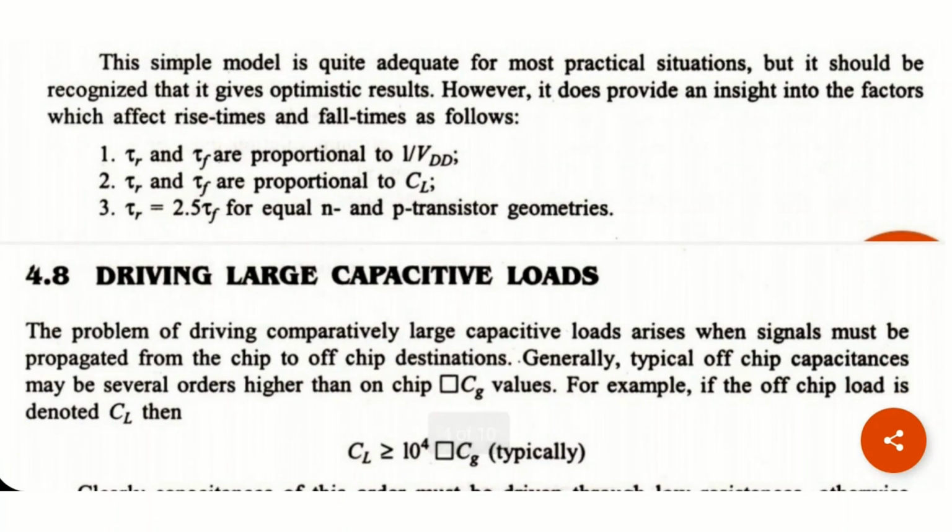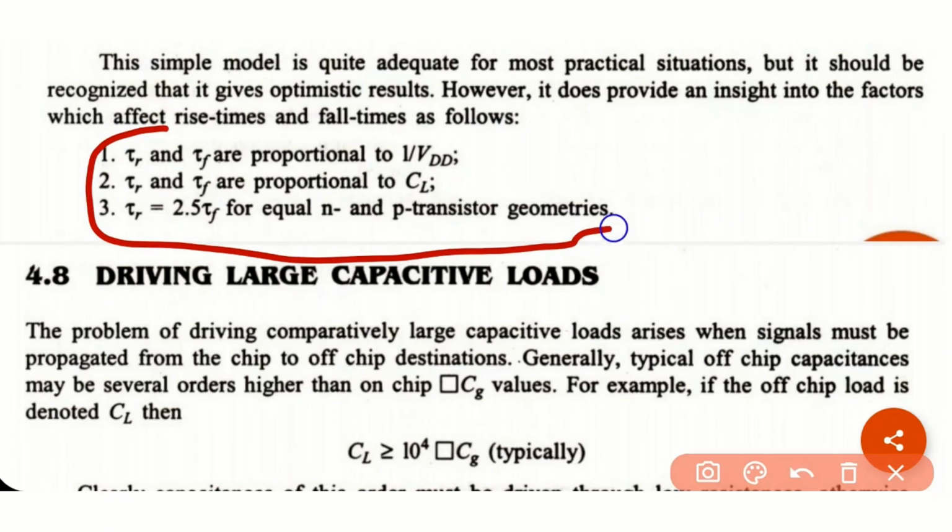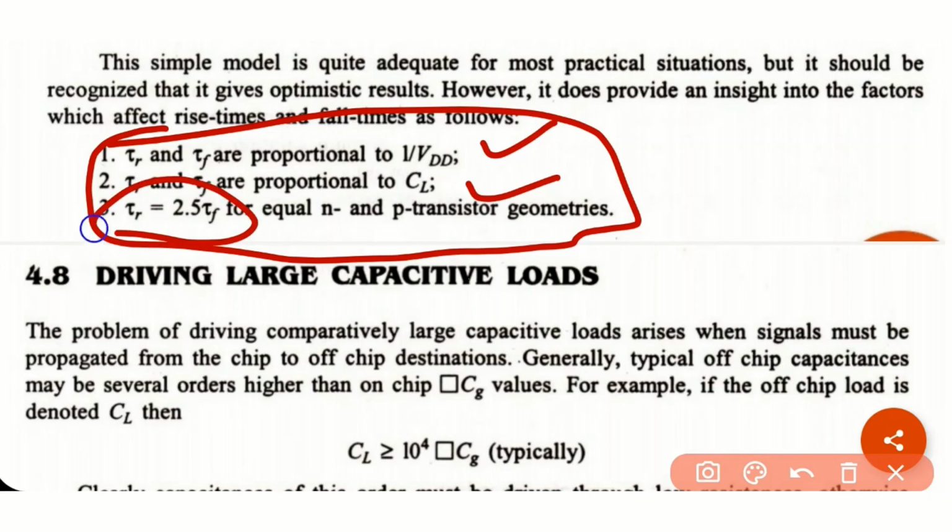So you have to keep these points in mind: proportional to 1 by VDD, proportional to CL, and tau r is equal to 2.5 times tau f.